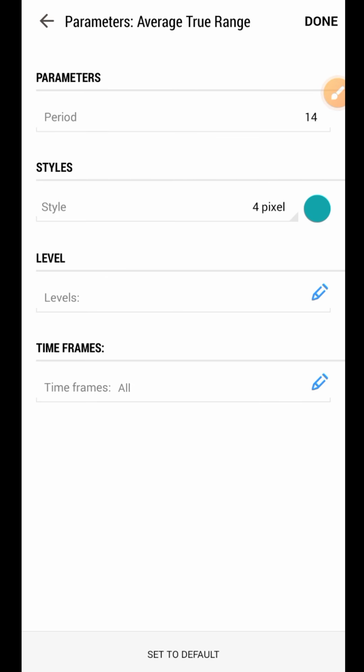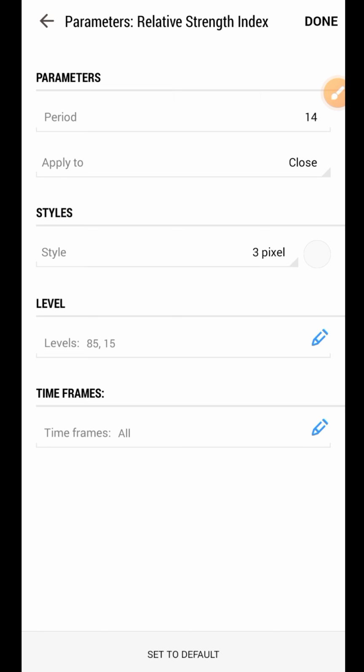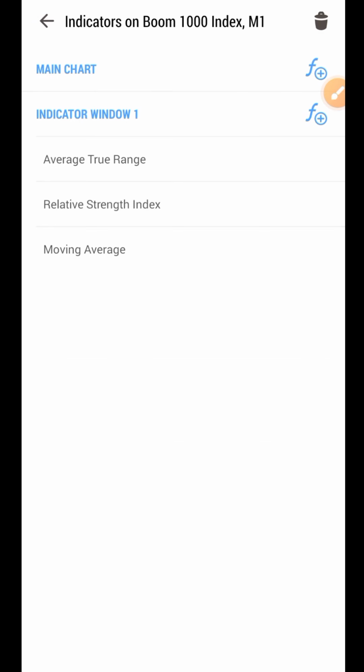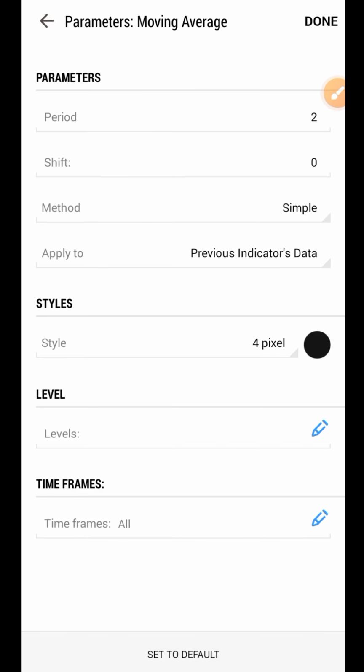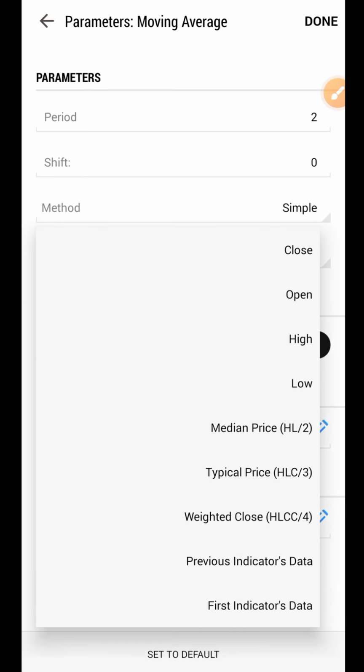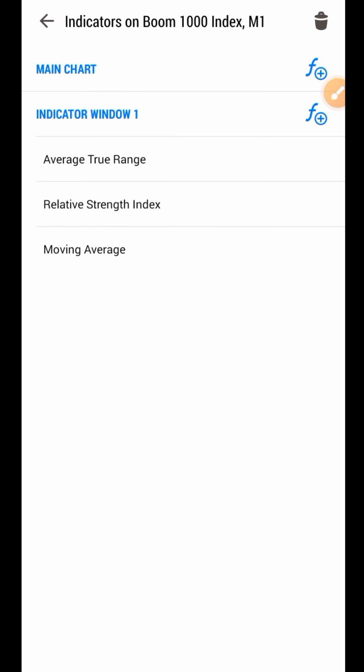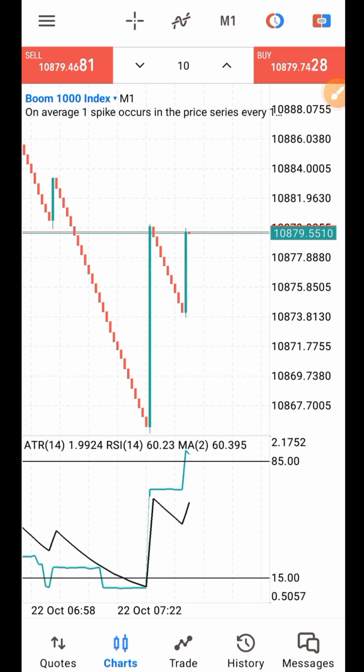Let me show you the settings for this strategy. The ATR is the default setting. You are not changing anything. You can only change the color if you want. The relative strength index is also default setting. The only thing you are changing is this level 85 and 15. That's all. You can change the style and the color. The last indicator is moving average, period 2, shift is 0. This is where you apply to preferred indicator, that is apply to the true range settings. Then you click on done after that. So you come back to your main chart. If you are right, you should get something like this.